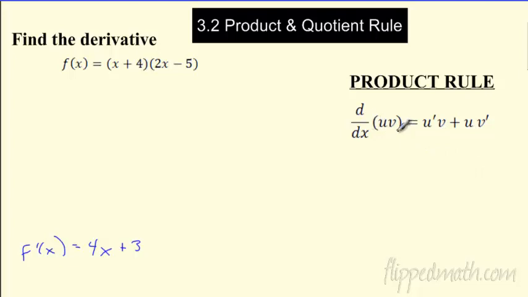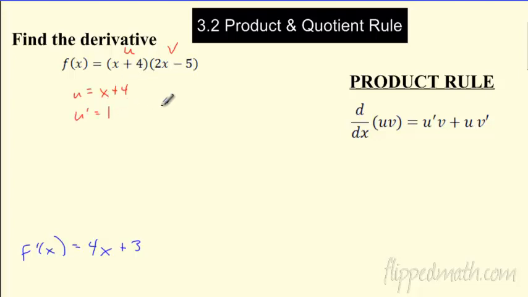This says if I'm taking the derivative of something times something, so this is u times v. So I've got an expression here and an expression here. So what am I going to do? I'm going to take the derivative of the first times the second plus the first times the derivative of the second. Ooh, that's a mouthful. Let's just do it. It's much easier to see. So u, if you want to write it all out, u is x plus 4. What's the derivative of u? Well, it's just 1, isn't it?